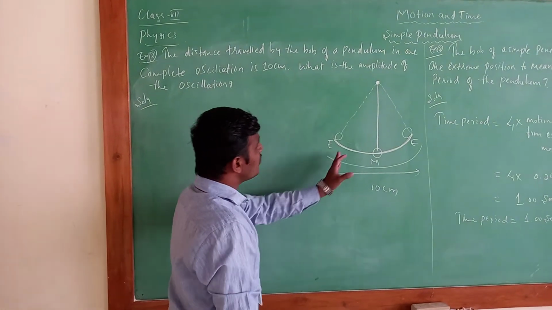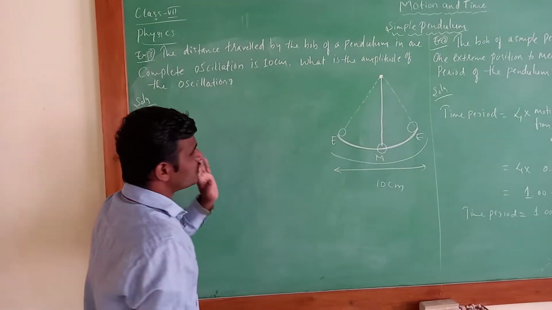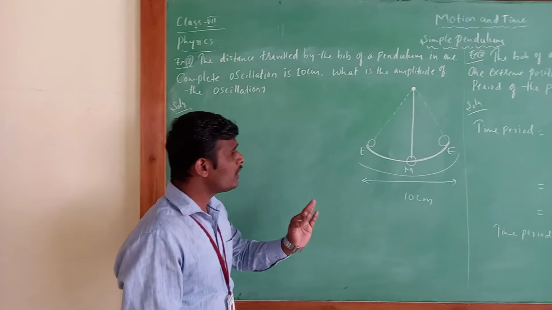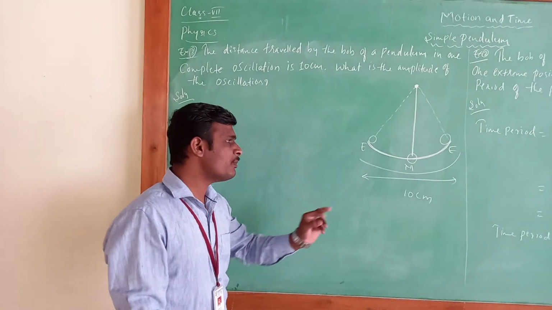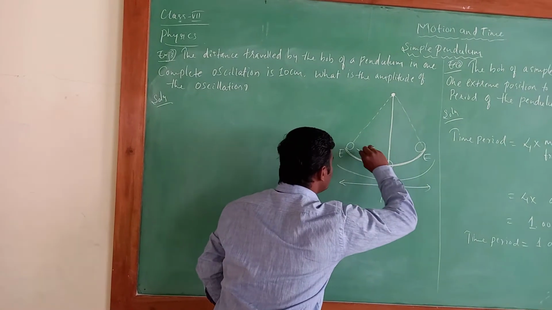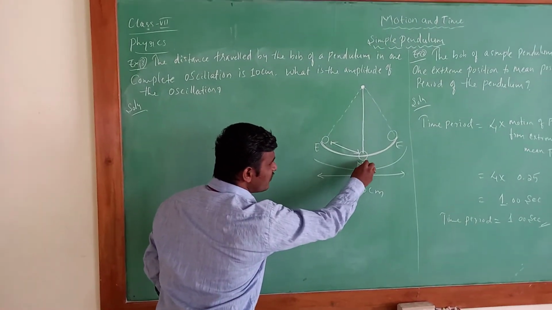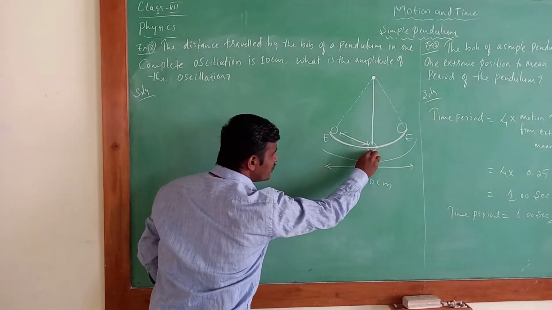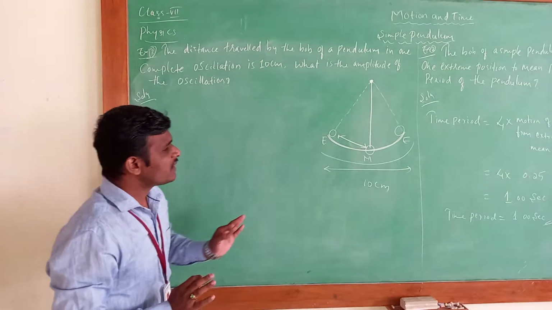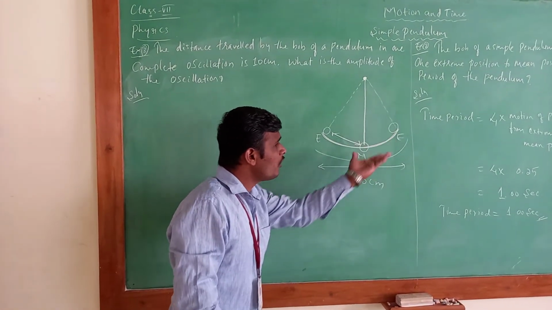So first thing, what they have told us. What is the amplitude of the oscillation? We know the amplitude is the displacement from the mean position to the extreme position. So from here to here, we have to calculate the distance. The displacement from the mean position to the extreme position, that we call the amplitude, right. So here they have given the distance of one full oscillation.